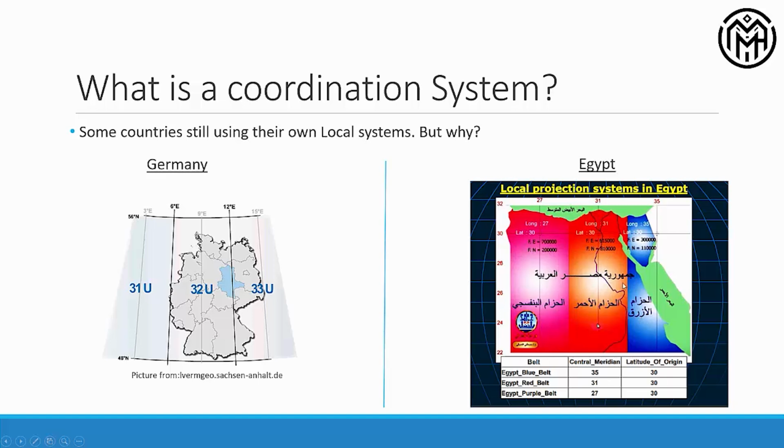And they decided to connect this coordinate system by using the latitude and longitude of the Earth. So the intersection between 31 and 30, they decided that this point will be the origin for the red belt. And the same for the purple belt, they decided that 30 and 27 is the origin, and for the blue belt, they decided that 30 and 35 will be the origin.